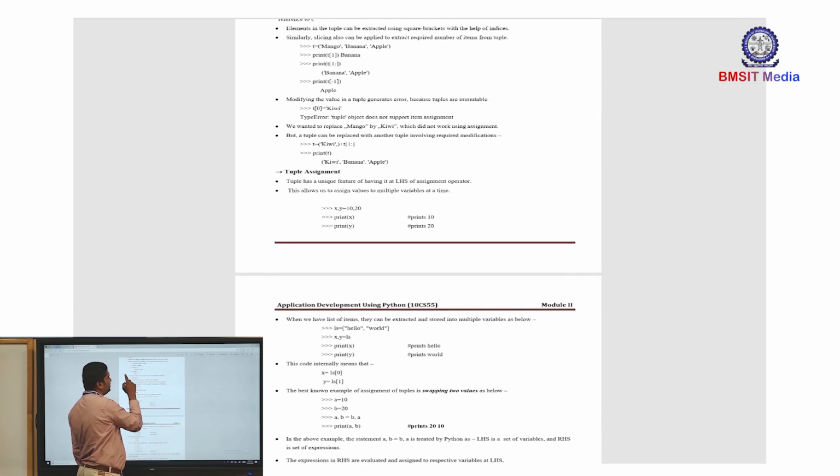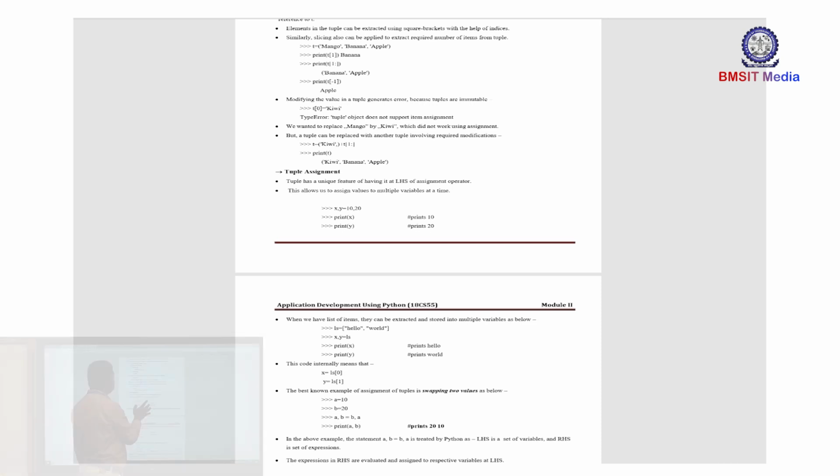Suppose I use negative indexing, if I use negative index t[-1], it will point to the last element. So apple will be the output in this case.